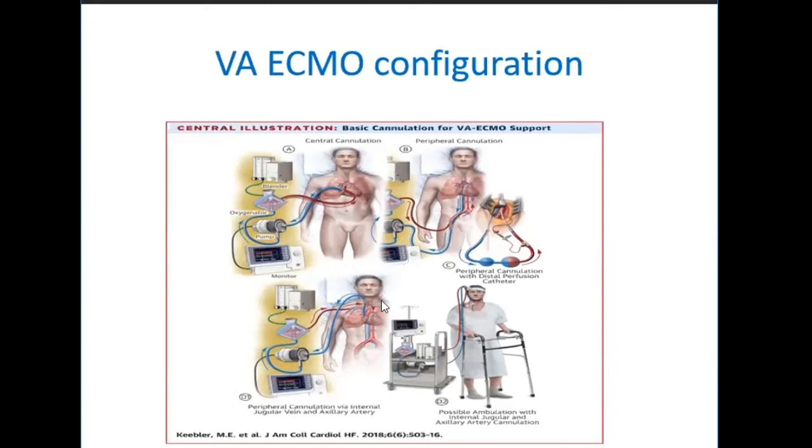So always you put a reperfusion cannula in the femoral artery to prevent limb ischemia. Similarly, you can even drain from the superior vena cava and return to the axillary artery. This is used when you have a patient who should be mobile. So these are the different configurations for the VA ECMO.